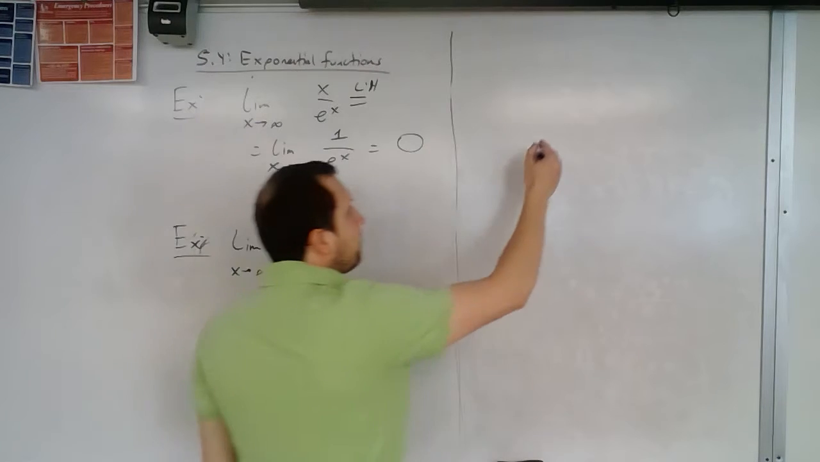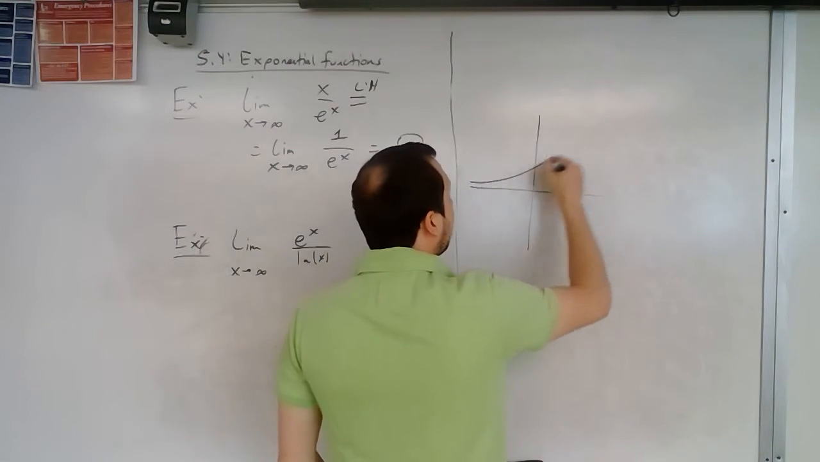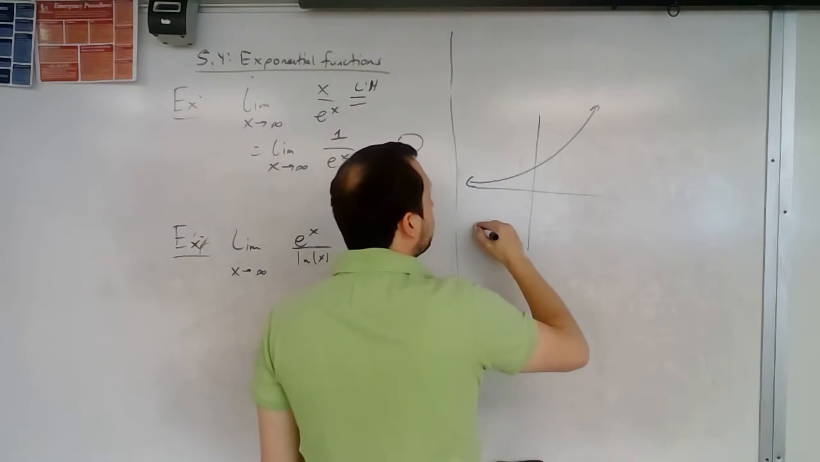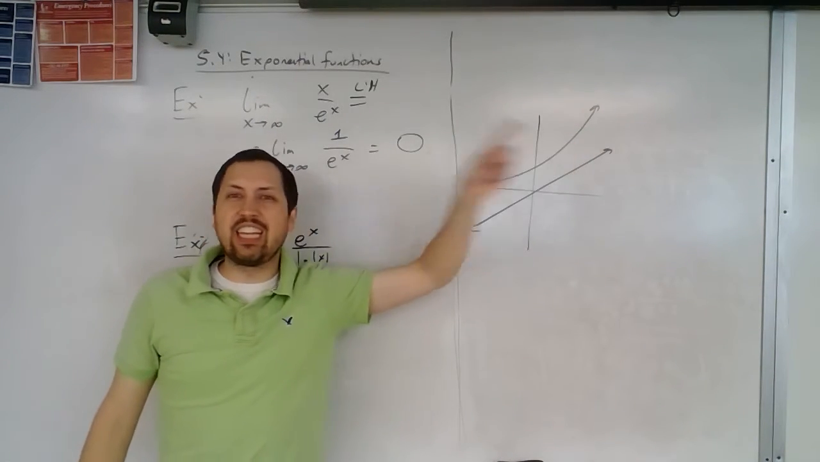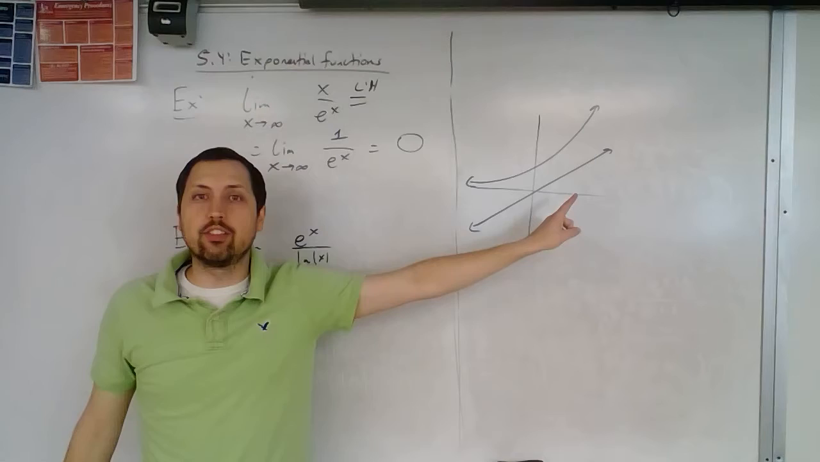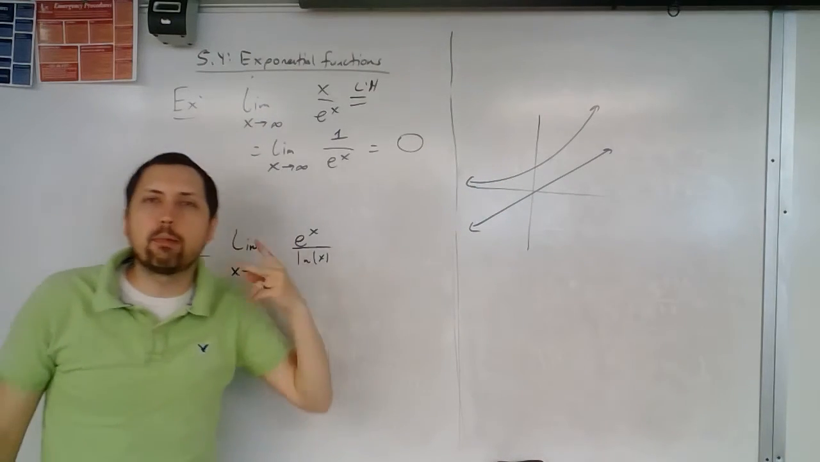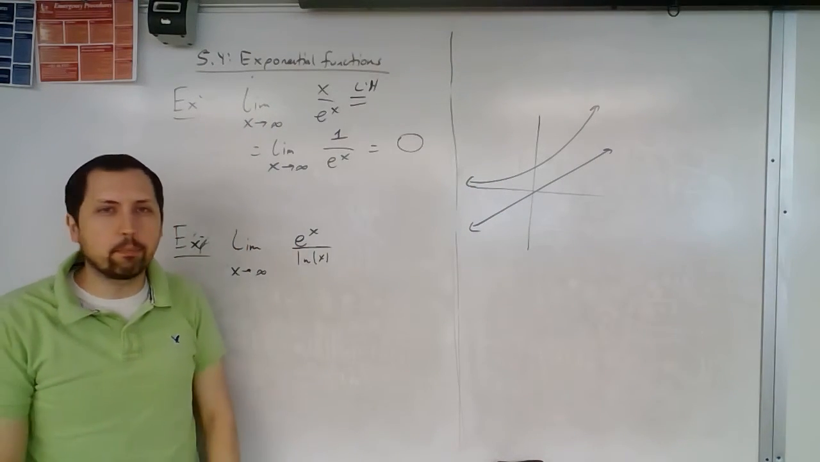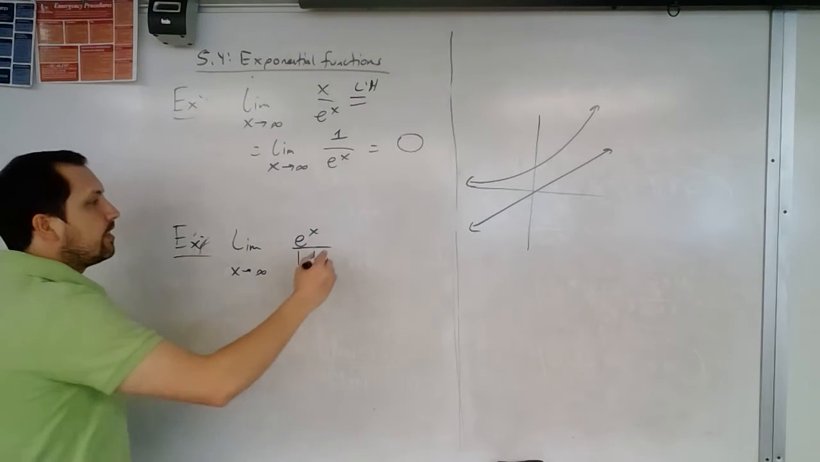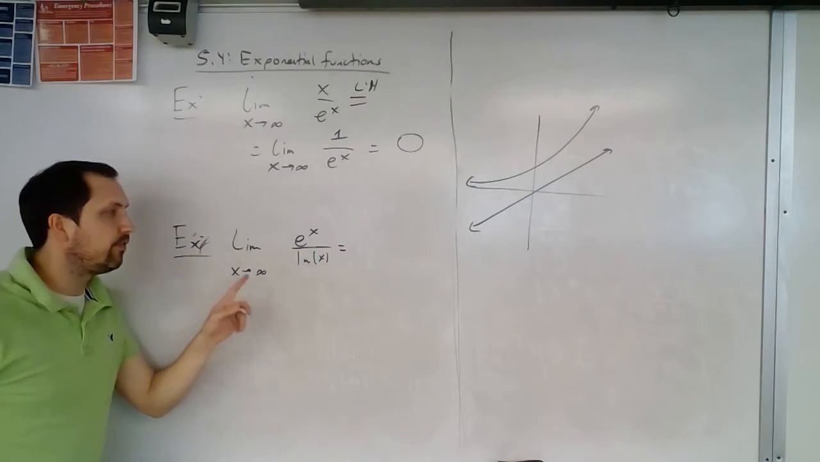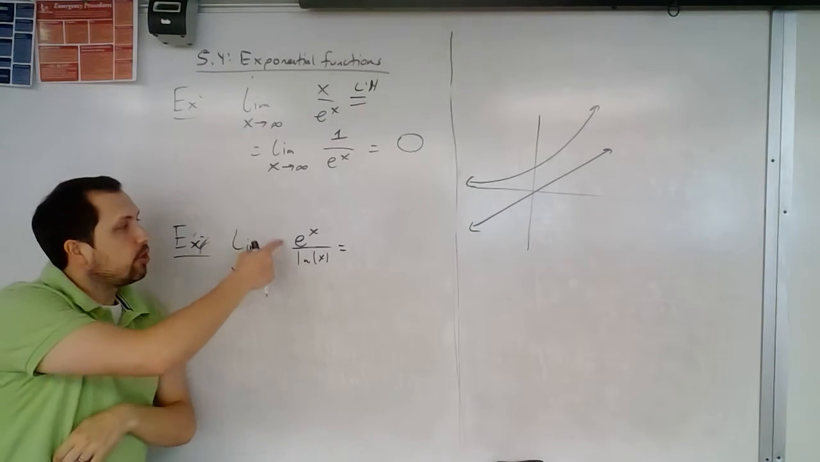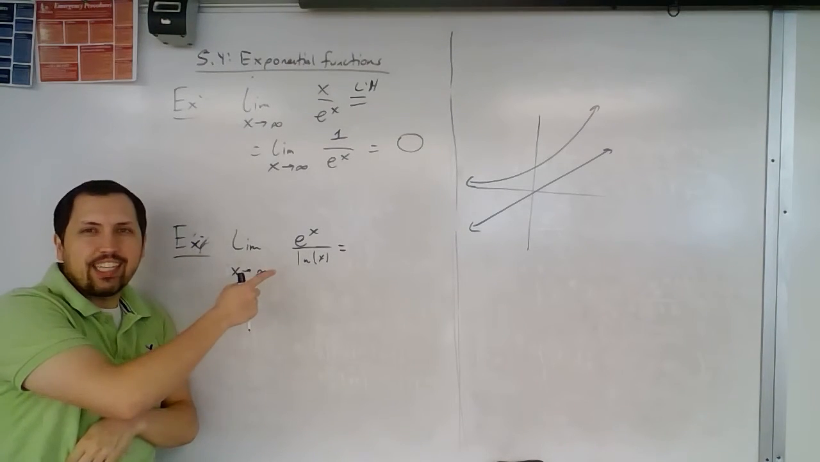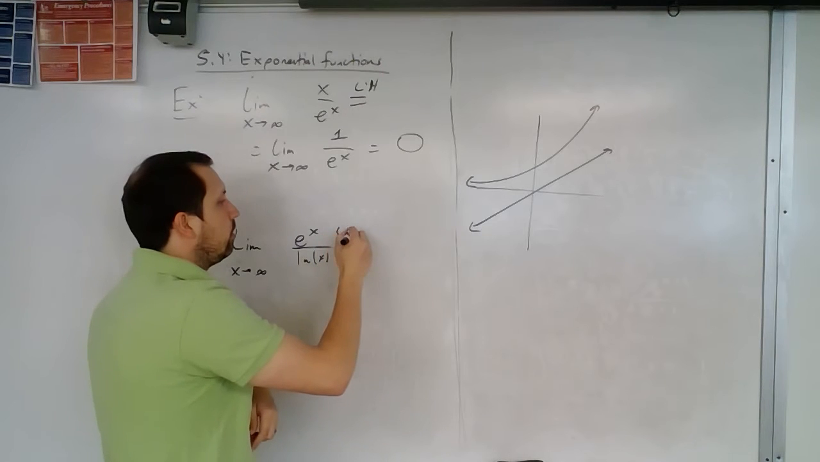And we can see that graphically because e to the x looks like this, whereas y equals x looks like this. E to the x is getting to infinity a lot faster than just x's. So that's the intuition behind why this limit is equal to 0. So here now we have the limit as x approaches infinity of e to the x divided by natural log of x. Both of these go to infinity when x goes to infinity. So I do L'Hopital's rule.